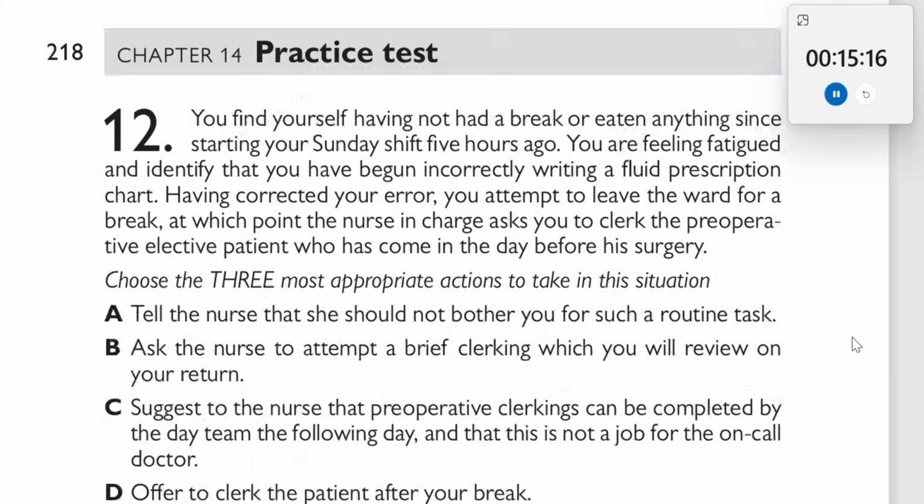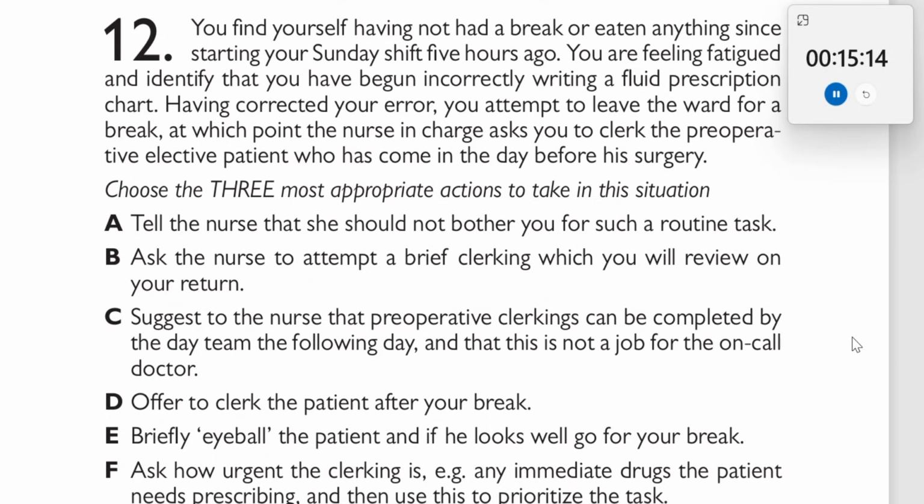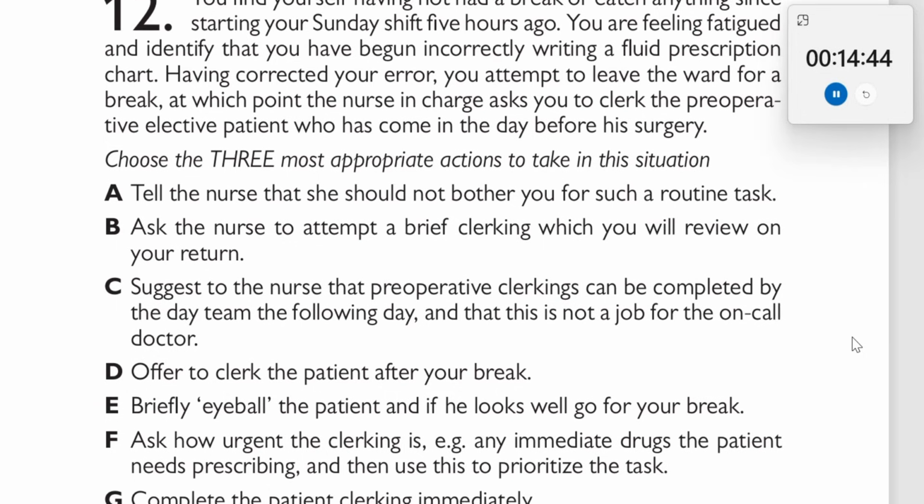Okay, moving to 42. You find yourself having not had a break or eaten anything since starting your Sunday shift 5 hours ago. You're feeling fatigued and identify that you have been incorrectly writing a fluid prescription chart. Having corrected your error, you attempt to leave the ward for a break. At that point, the nurse in charge asks you to clerk a pre-operative elective patient who has come in a day early for surgery. So, select the best three options.